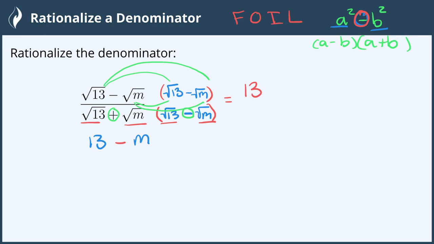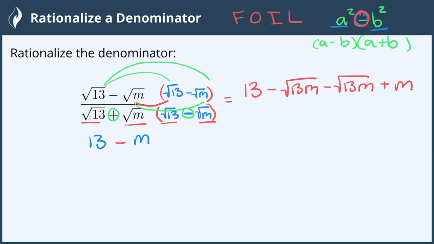Then the outside, square root of 13 times the negative square root of m, gives us a minus square root of 13m. Then on the inside we get negative square root of m times the square root of 13, which gives us minus square root of 13m. And then our last will be a negative times a negative, which is positive, and the square root of m times the square root of m is m.